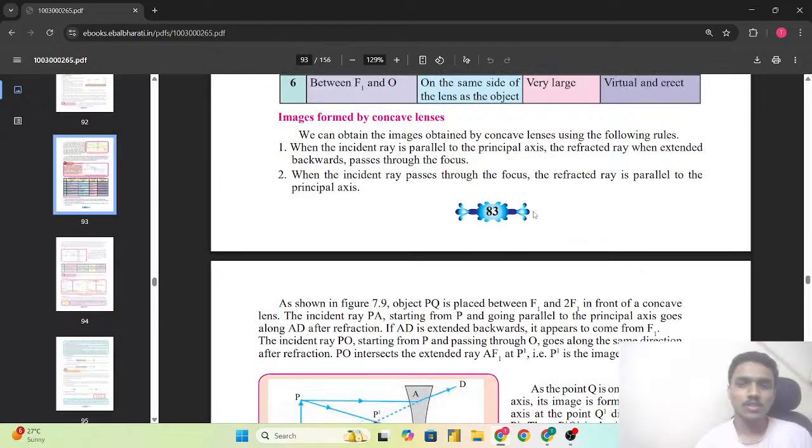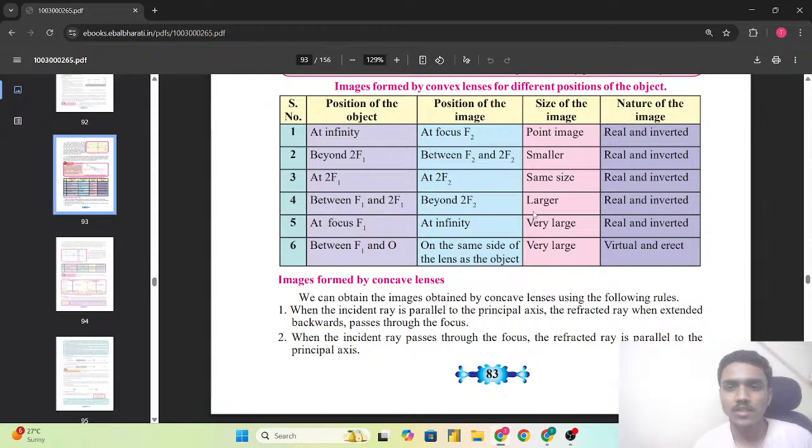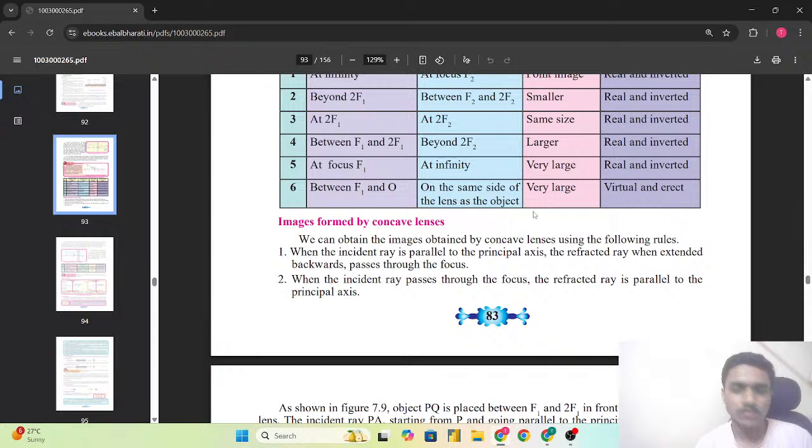These were the two rules which we are using for the formation of the image, after the refraction occurs through the lenses and the image is formed. So we have studied the formation of the image in the convex lenses.